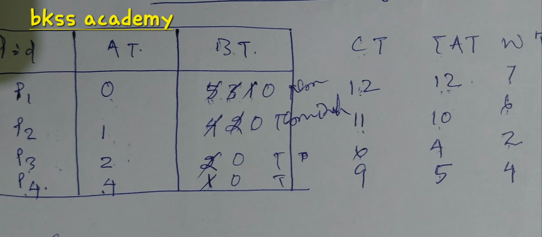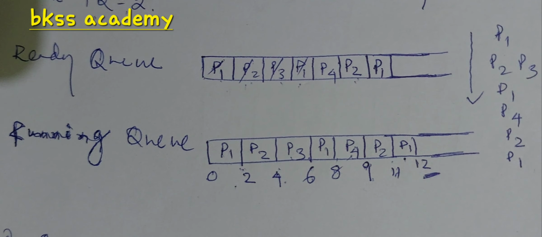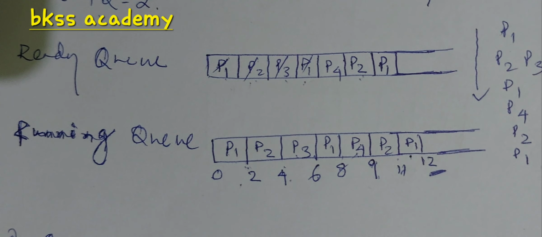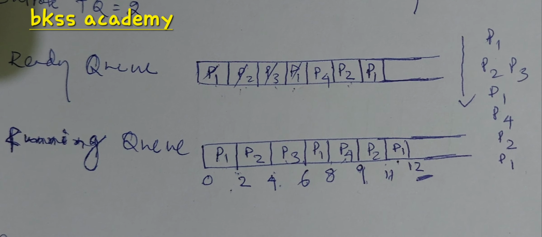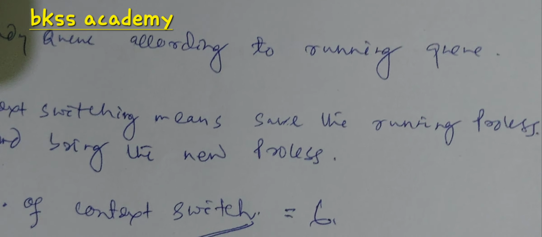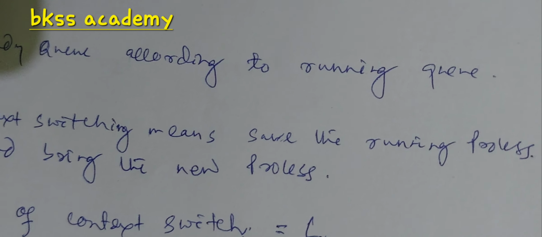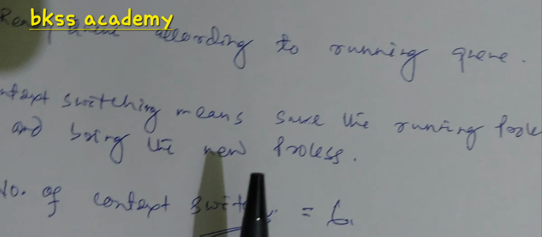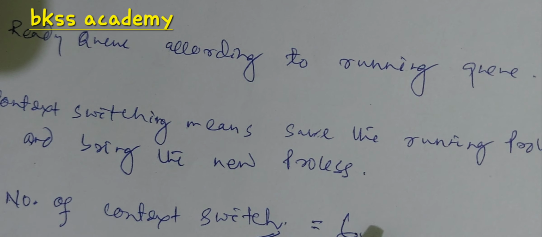Similarly, response time. One important thing in this round robin scheduling algorithm is context switching. When a process is executed for the quantum time, it will be put back in the ready queue to allow the new process to be executed. That is called a context switch. So context switching means saving the running process and bringing the new process for execution. That is context switching.